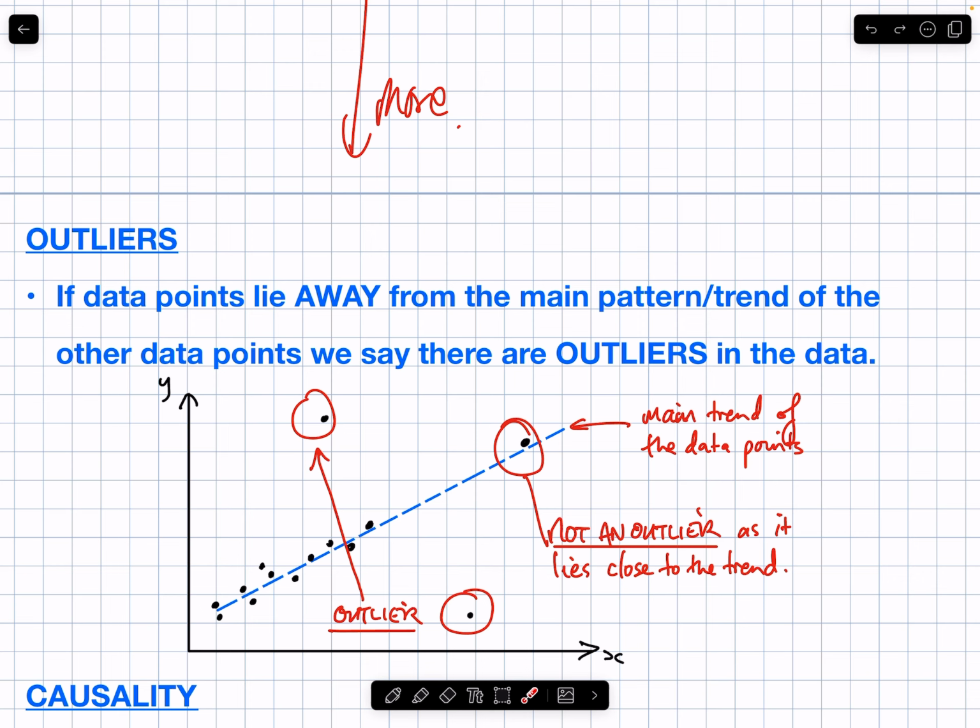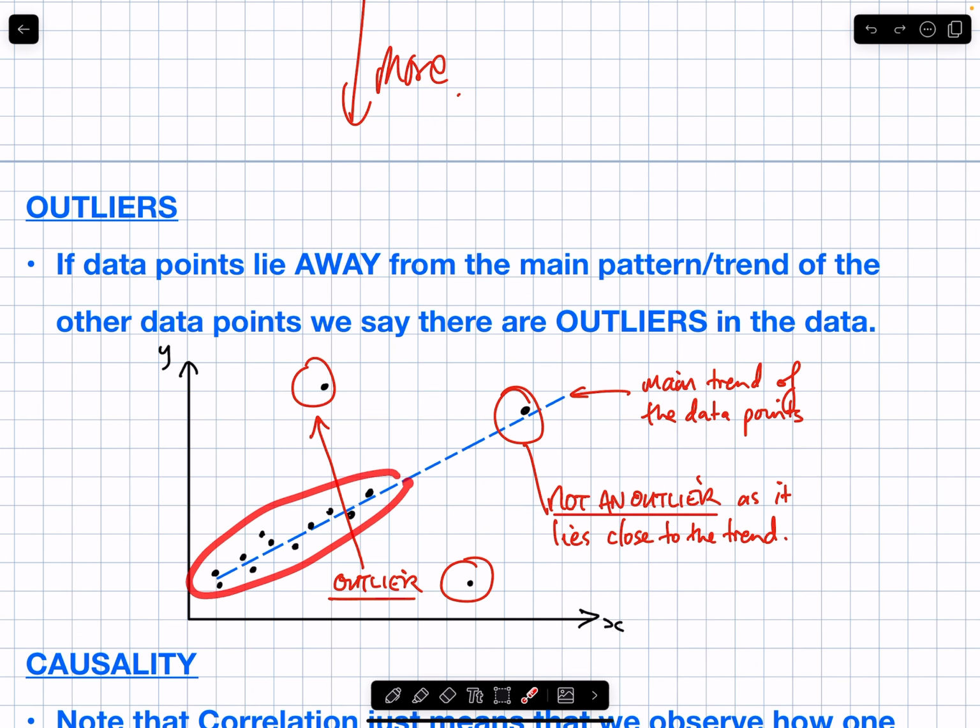If data points lie away from the main pattern or trend of the other data points, we say there's outliers in the data. So you can see here, most of the points on this graph are forming a linear positive correlation that's moderate. But then we have some dots that are far away. This here is not an outlier because it lies on the main trend formed by the majority of the points. These points are forming a linear correlation, and this point, regardless of it being far away, still sits on that trend. These points, however, do not sit on the trend, so we call them outliers. So that is the last notes that you should probably take.